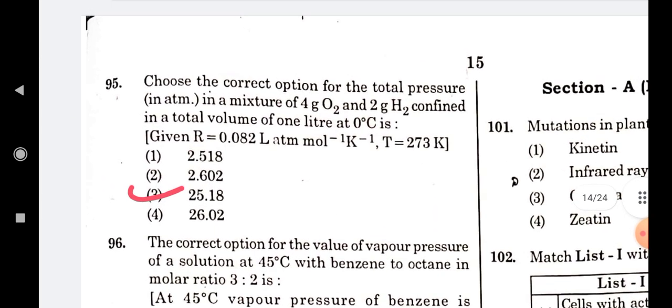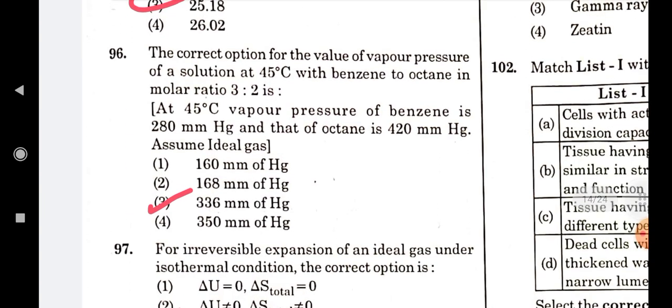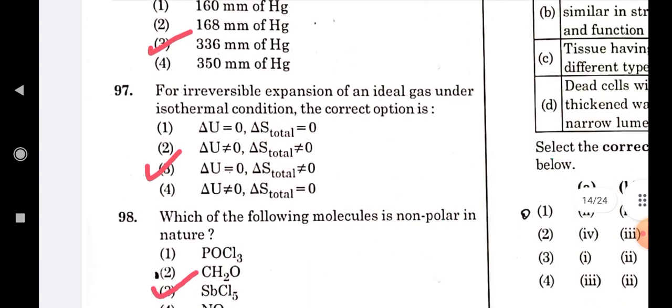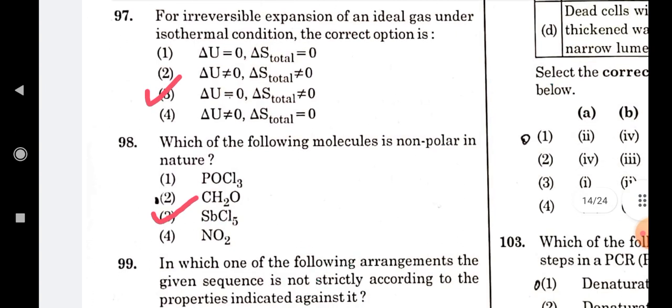Next we have the 95 number question. In that question the answer will be 25.18. Then for the 96 number question we have the option that is 336 millimeter of Hg. For 97, it is an irreversible process, so delta H will be positive and for isothermal delta U will be 0, so it will be option number 3.